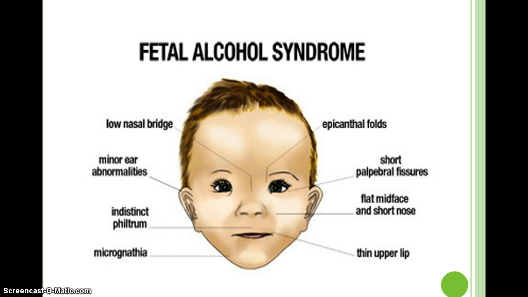Alcohol is the most dangerous in the first 3 months of pregnancy, when the brain and vital organs are developing. The effects are permanent, and they do lead to retardation. Fetal alcohol syndrome is the leading cause of retardation. And then teratogenic substances: anything that crosses the placenta and impairs normal growth and development is a teratogenic substance. Okay? Anything that crosses the placenta and interferes with normal growth and development.